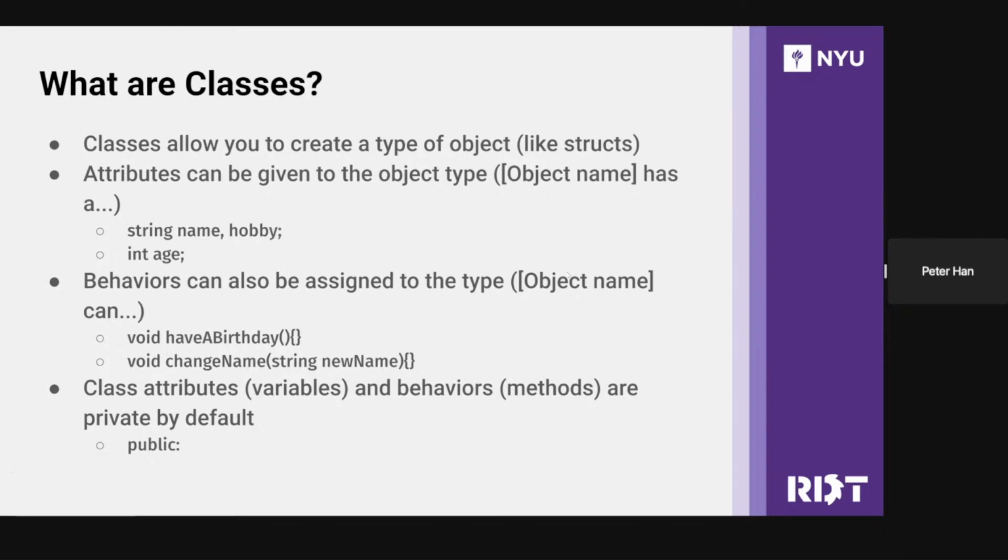So this class can be given attributes like a name, as I said before, and an age, and it can also be assigned behaviors, like the object being able to have a birthday or being able to change a name. Another thing, these class attributes by default are technically private, so most outside code can't actually access them unless you specifically declare that they should be public.